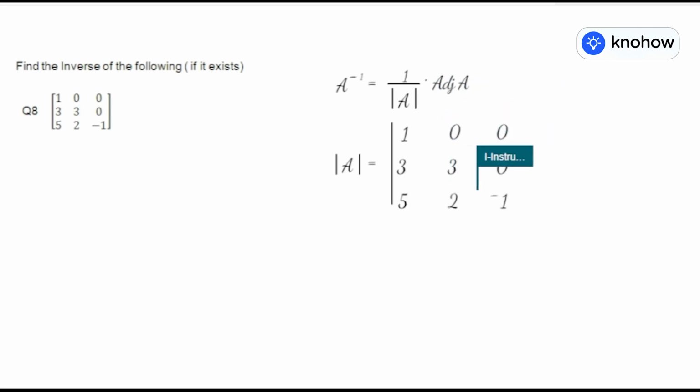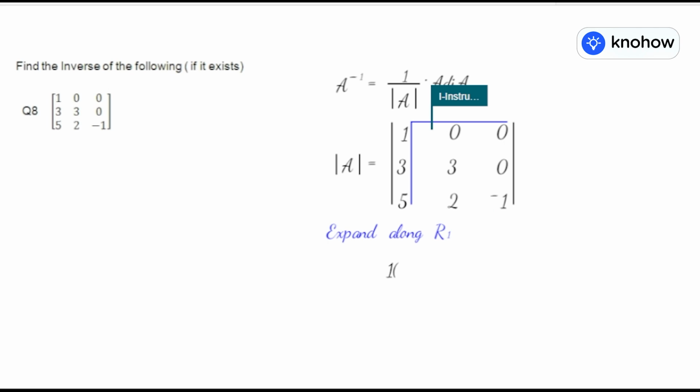2, negative 1. Obviously, because in row 1 you have 2 zeros, so we'll expand along R1, and you get 1 times, delete the row and column through 1, you get 3 into negative 1, that is negative 3, and minus 2 into 0, 0, so you get negative 3. So what is the value of determinant A? We find that finally determinant A is minus 3, keep it with you.